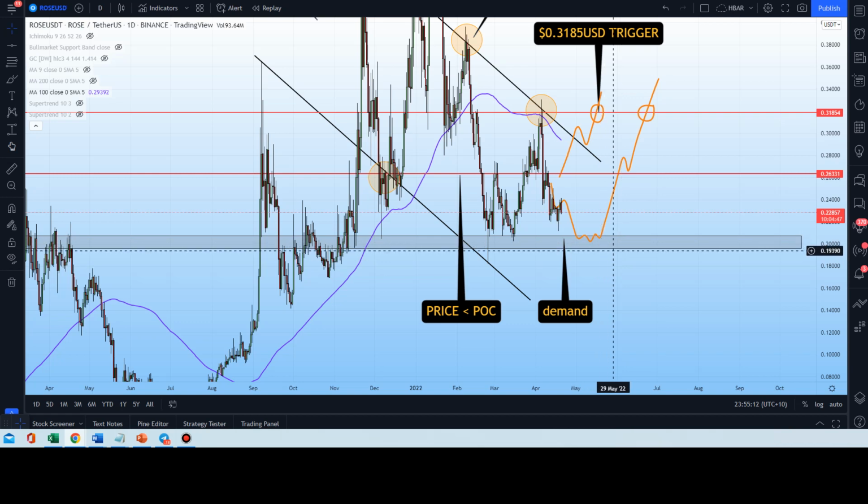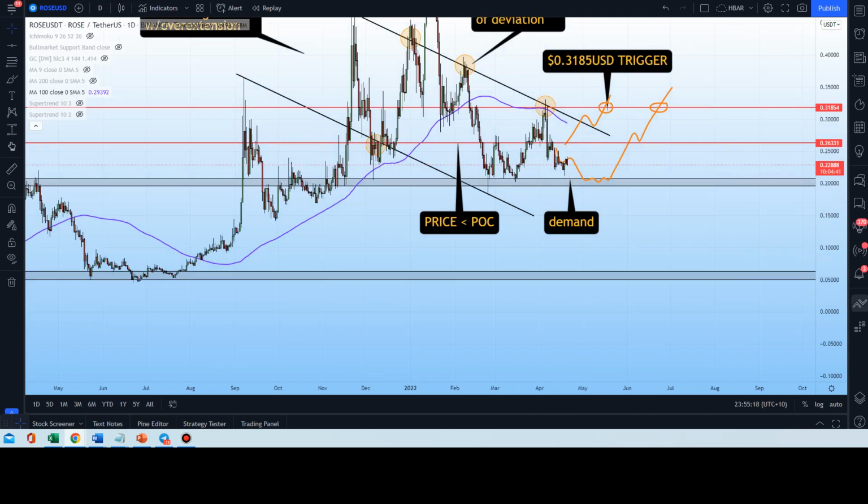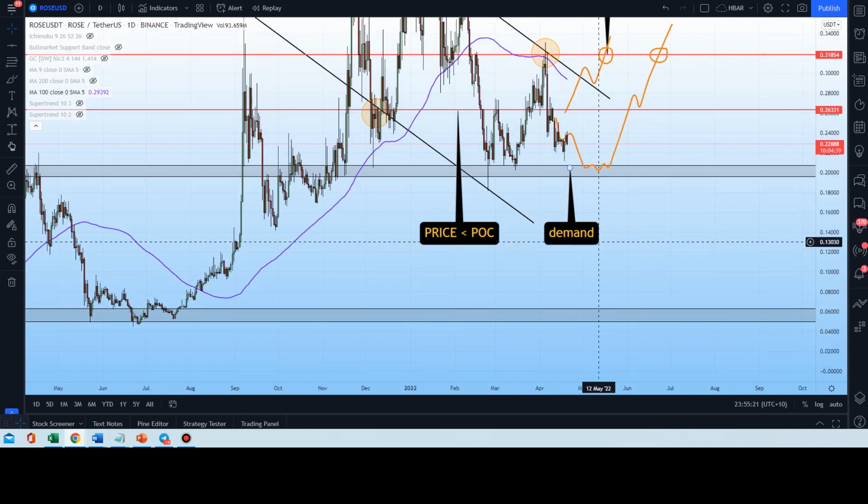We'll either potentially find support in this range, push upwards, continue, and break out of this nice descending channel that we're forming, or we can even push lower through this demand zone, which we'll talk about in a separate video if that occurs.